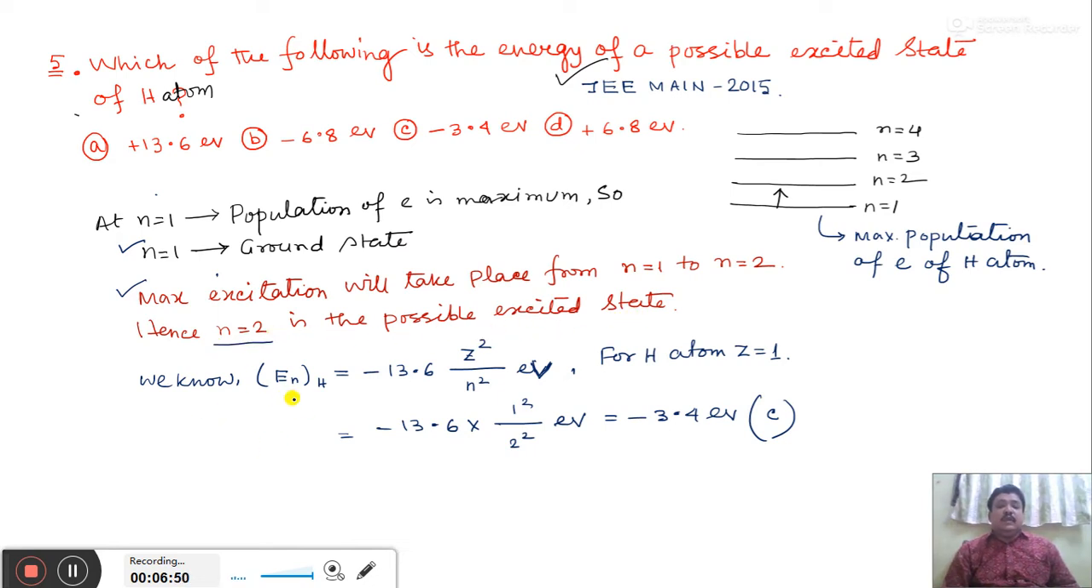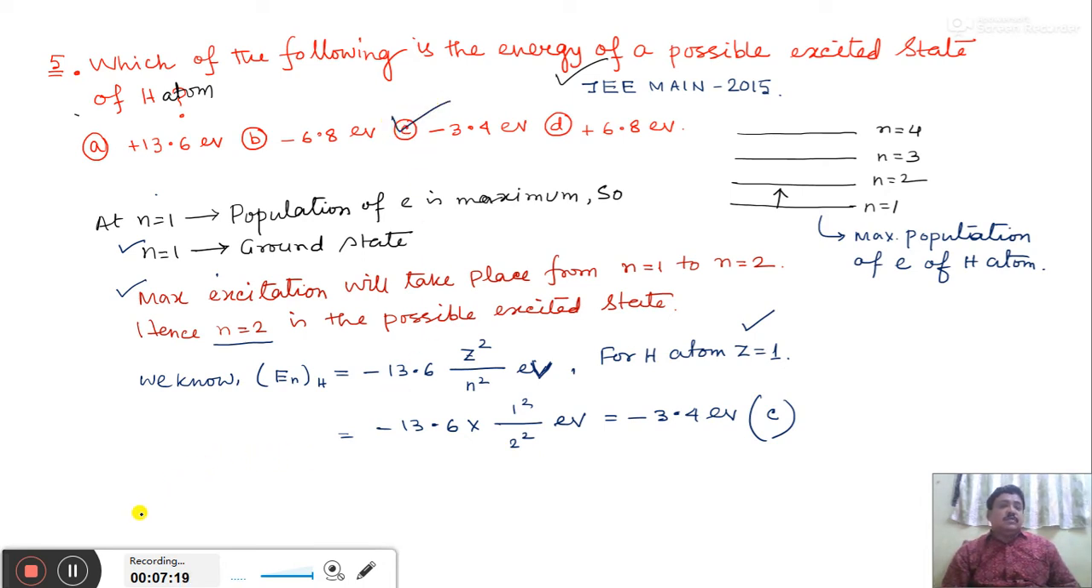We know En of H is equal to minus 13.6 into Z square by n square electron volt. For H atom, putting Z value 1 and excited state n equal to 2, putting all the terms, we get the value of En of H as minus 3.4 electron volt. So option C is the correct one.